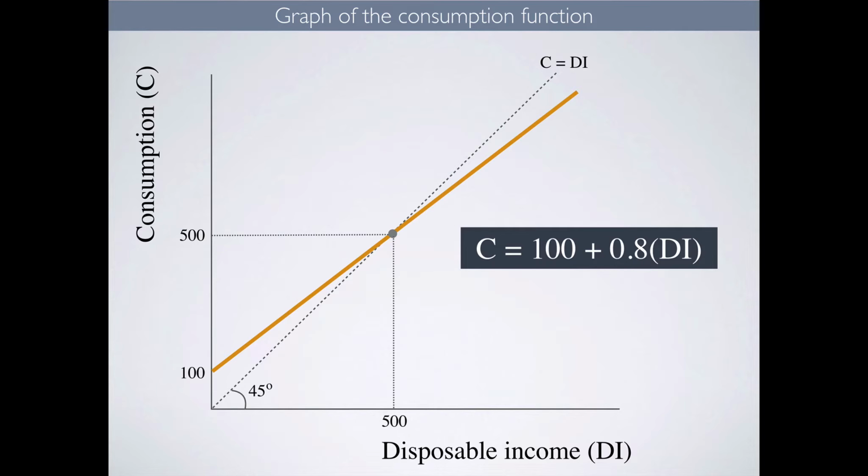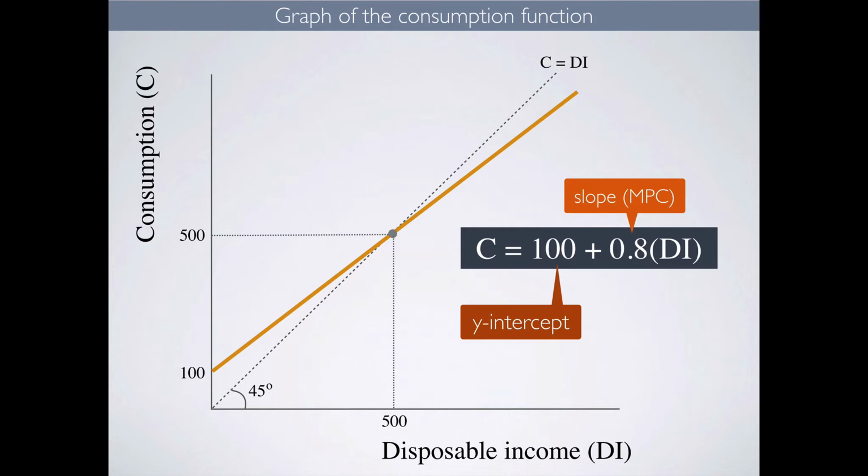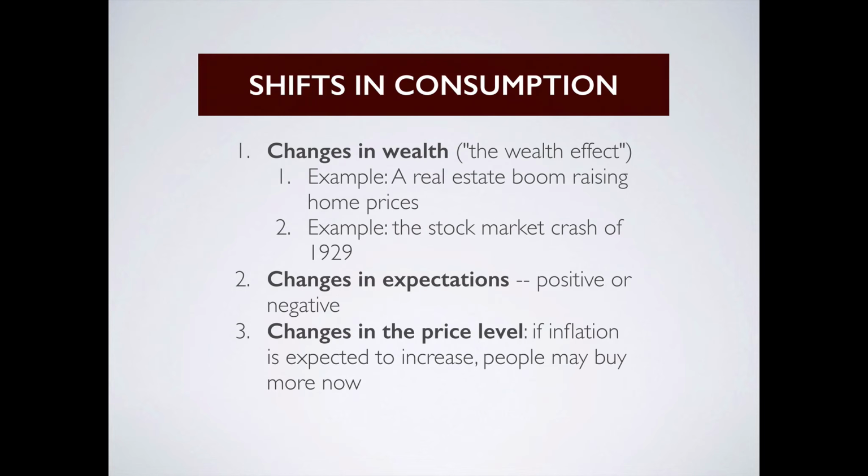We're mostly interested in graphing the consumption function. It's a simple linear expression. We can see that it has a y-intercept at 100 in this case, and a slope equal to the marginal propensity to consume, which is equal to 0.8 here. Shifts in consumption can be caused by three different factors. For example, we could have a change in wealth. This is also known as the wealth effect.